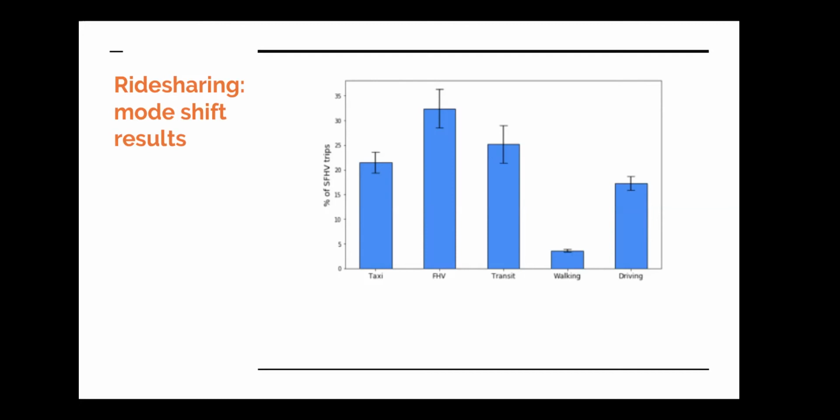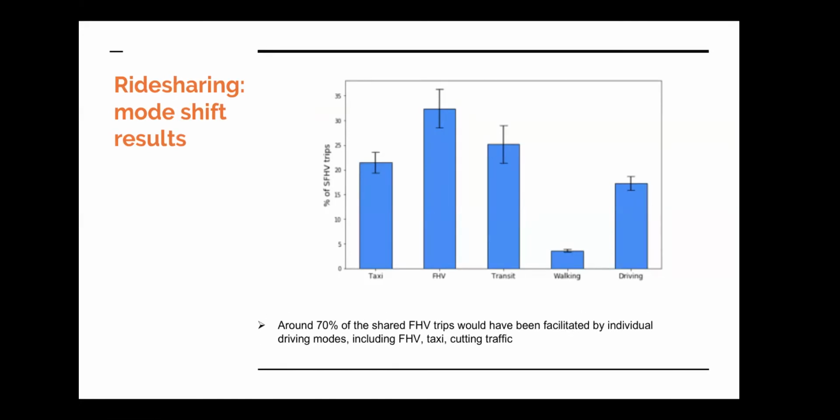where the uncertainty comes from both uncertainty in the travel time and travel cost assessments, which we can simulate in different ways within the modeling, and also uncertainty of the model parameter assessment, which we also incorporate in the framework. So as a result, we, for example, see that around 70% of the shared for hire vehicle trips would have been facilitated with other individual driving modes, meaning that in 70% of cases, shared for hire vehicle trips actually might cut the traffic by sharing rides.